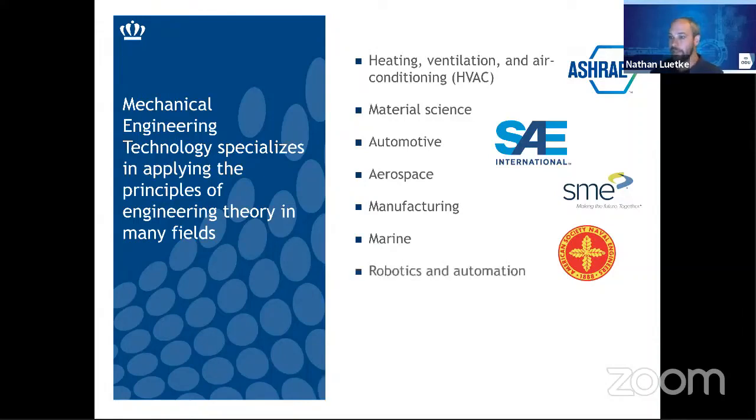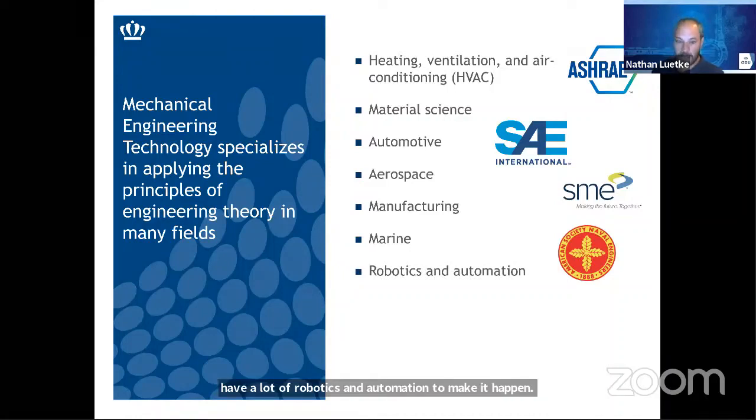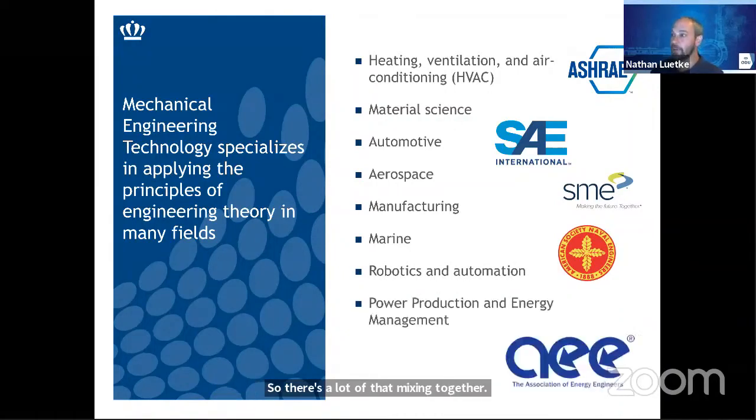Robotics and automation is a big thing. That's a big part of manufacturing as well. Any manufacturing plant these days is going to have a lot of robotics and automation to make it happen, so there's a lot of that mixing together. Power production and energy management: anytime a building is built, someone has to go back to it and make sure that all the power-requiring devices, primarily HVAC, are working properly.